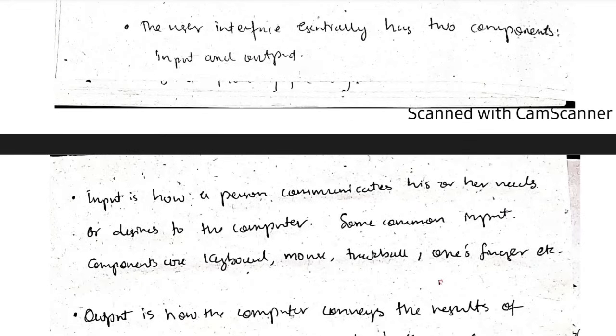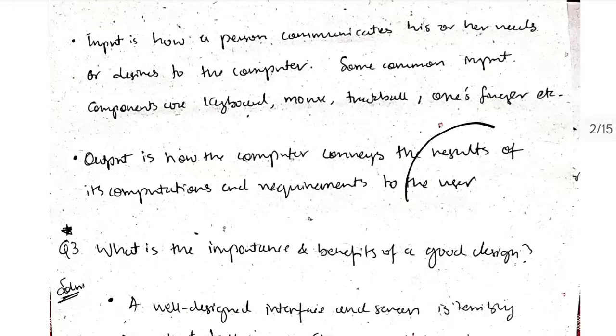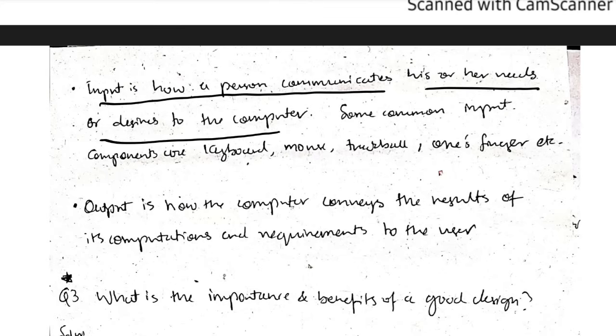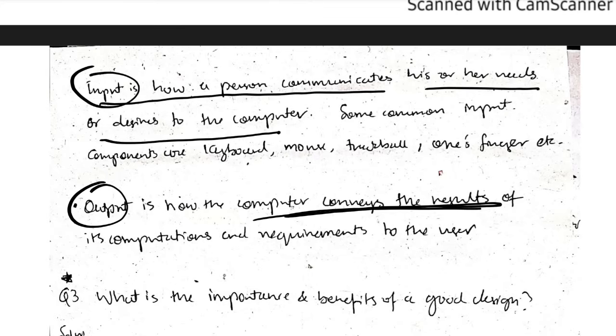Input and output. What is input? Input is what the human gives to the computer. It is how a person communicates his or her needs or desires to the computer. That is what is called input. Output is how the computer conveys the results to the user. How the computer gives back the results is called output.